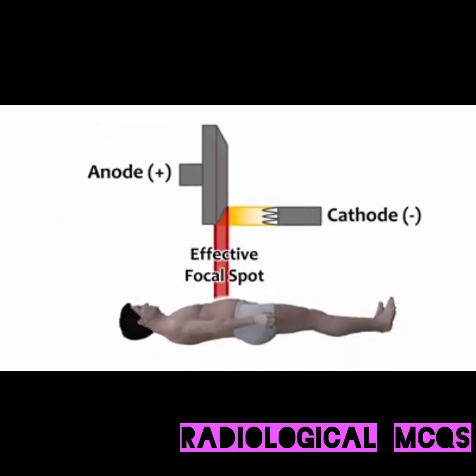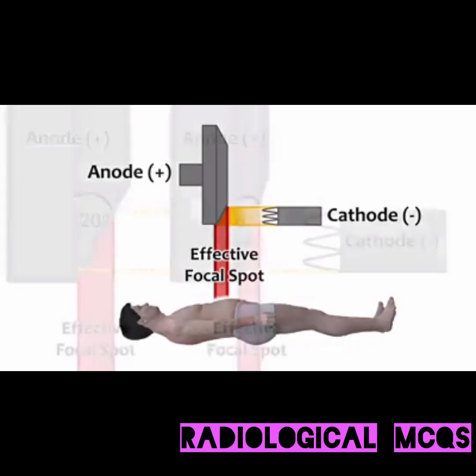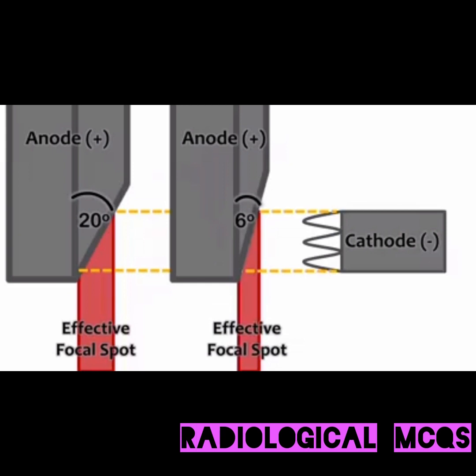Directly perpendicular to the actual focal spot lies the effective focal spot. The effective focal spot is the area where the X-ray photons produced at the actual focal spot are projected towards the patient. The size of the effective focal spot is directly related to the angle placed on the anode target. In other words, changing the angulation of the anode angle will also change the size of the effective focal spot.